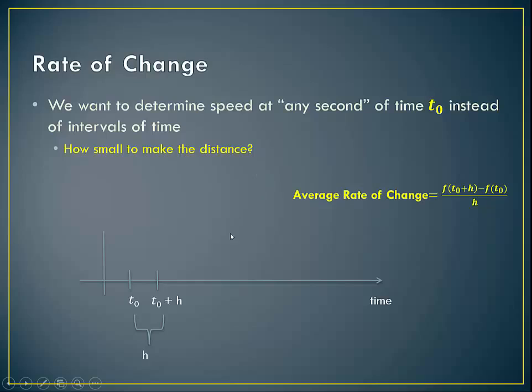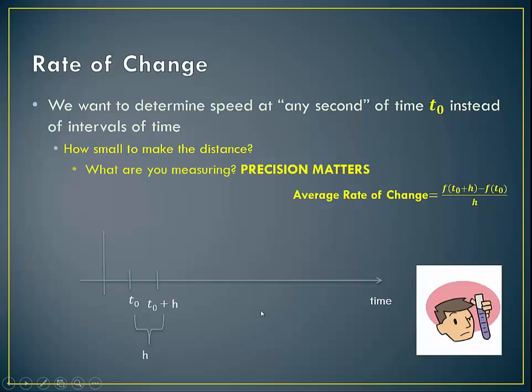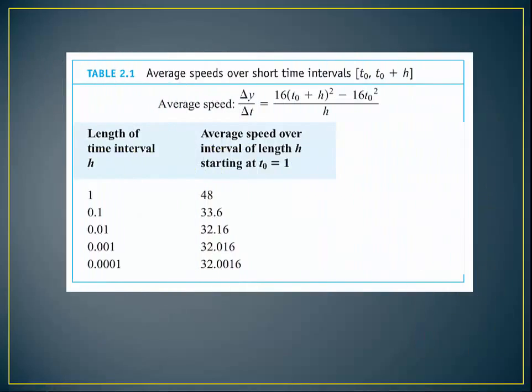So how small can you make that? In other words, we're saying as h approaches 0. Well, that distance is actually up to you, what you are measuring. Maybe you're measuring with a ruler that only does centimeters, and you can't get anything more precise. Maybe you have a more precise measuring tool, and so you can get this distance here as small as you can make it.